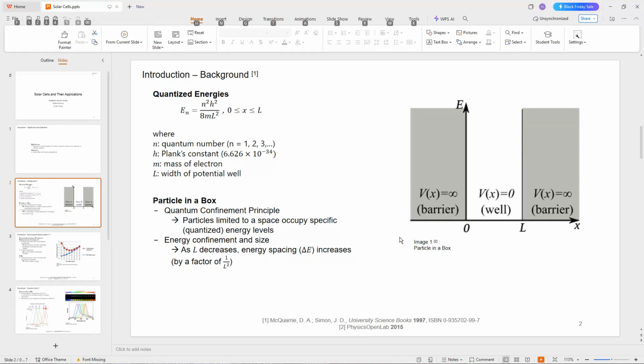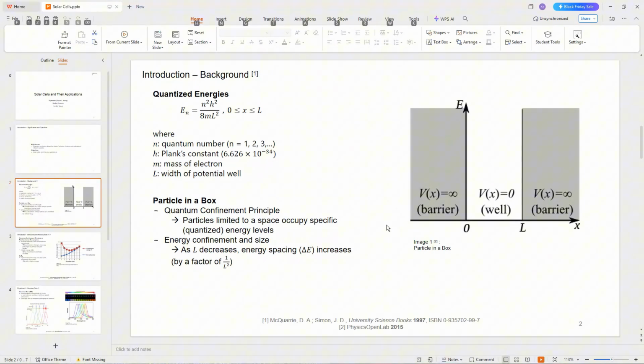The key idea from this model matters for quantum dots because in this model, the size of the box controls the energy. You see, if the box gets smaller, the energy levels get farther apart, but if the box gets bigger, the energy levels move closer together. This idea that confinement controls energy is the foundation behind quantum dots, because a quantum dot is essentially the physical version of this particle in a box that we've learned about.